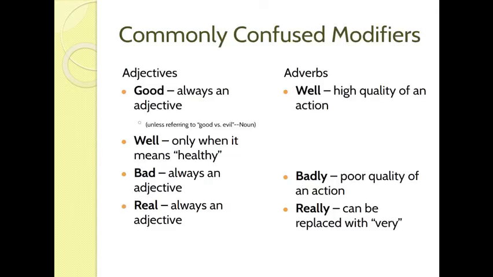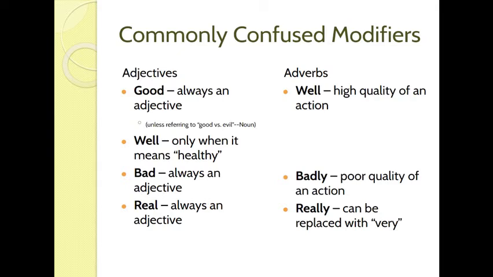All right, some commonly confused modifiers. This isn't about you knowing the difference between adjective and adverb as much as understanding how and when to use each of these. For example, the word good is always an adjective. It's always describing a person, a place, a thing, an idea. It's always describing a noun. The exception is if you're talking about good as in the idea of good, like good versus evil. In that situation, good as an idea is a noun. It's a thing. Otherwise, good is a describing word, always describing nouns.